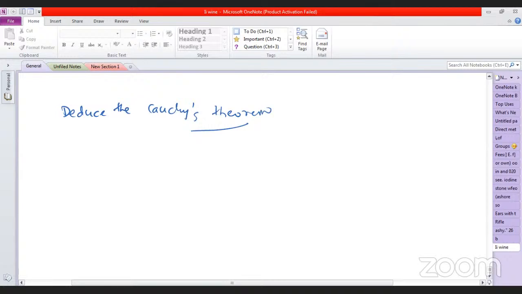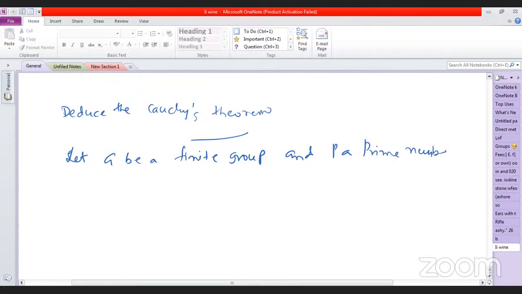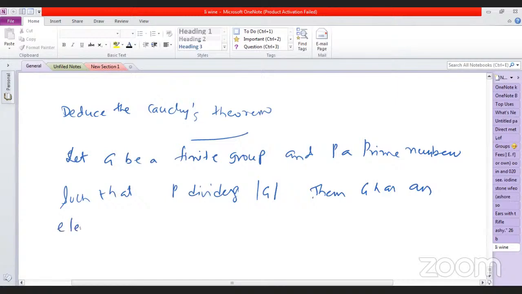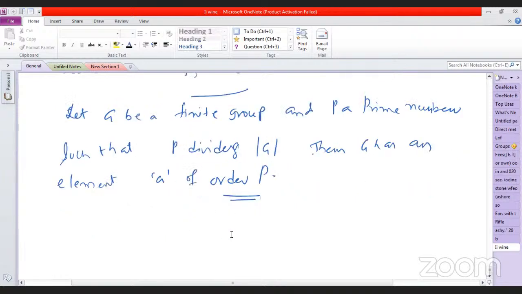Deduce Cauchy's theorem from the first Sylow theorem. I will ask from the first Cauchy's theorem. Then let G be a finite group and P a prime number such that P divides modulus of G. Then G has a subgroup of order P. This is the statement I am writing.